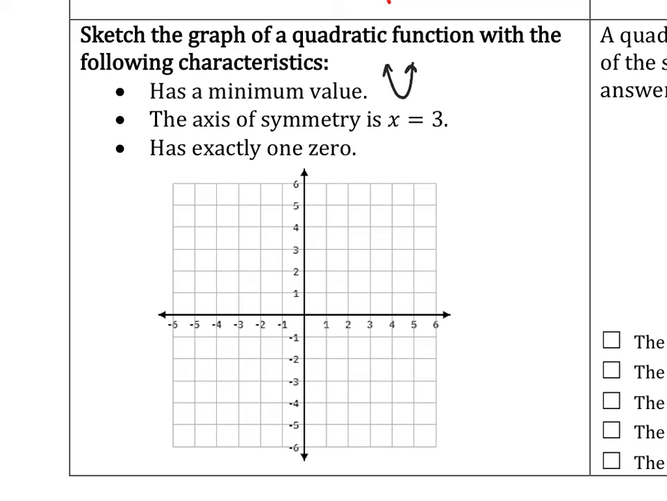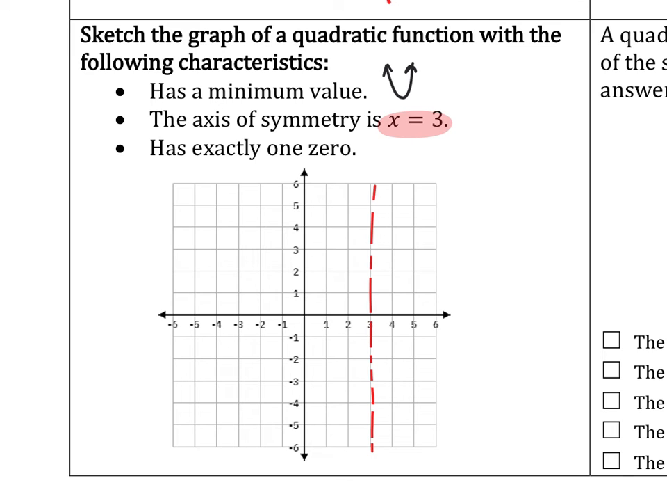Does that mean I draw a vertical or a horizontal line here? Do I draw this one or this one? The vertical one. Okay, so I'm going to draw this vertical line. I'm going to make it invisible, meaning I'm going to put these little dots in between them. That's my axis of symmetry, x equal to 3. And then it says it has exactly one zero.